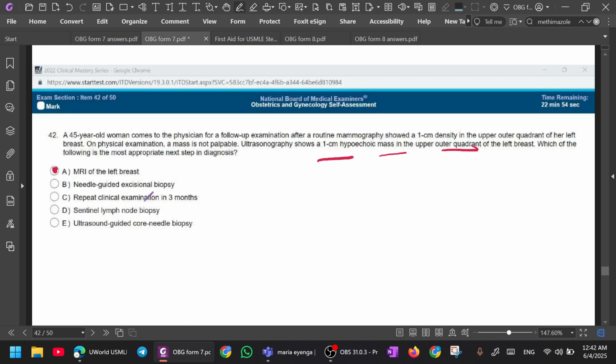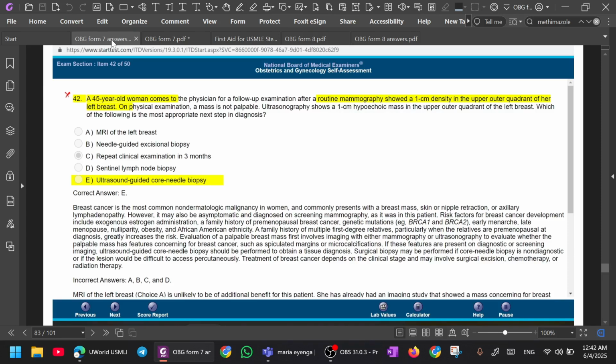So, ultrasound-guided core needle biopsy. Breast cancer is the most common non-dermatologic malignancy in women and commonly presents with breast mass, skin or nipple retraction, or axillary lymphadenopathy. However, it may also be asymptomatic and diagnosed on screening mammography. As with this patient, risk factors for breast cancer development include exogenous estrogen administration, family history of premenopausal breast cancer, BRCA1, BRCA2, early menarche, late menopause, heredity, obesity, African American ethnicity, family history of multiple first degree relatives, particularly when the relatives are premenopausal at diagnosis.